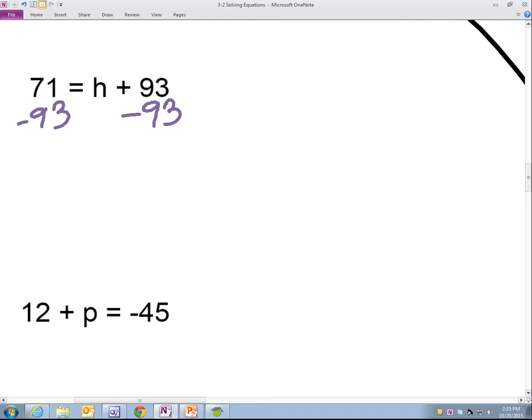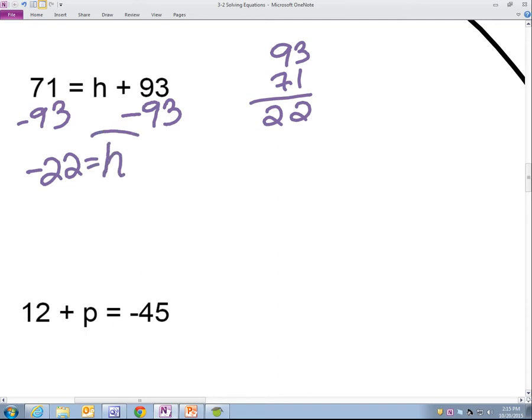Now we go back to yesterday's homework and we follow our integer rules. Negative 22 equals h. If you do not have the variable in there at the end of it, it's not going to be full credit. And if you're wondering why I did 93 minus 71, that was in yesterday's notes. It's a subtraction property for integers.